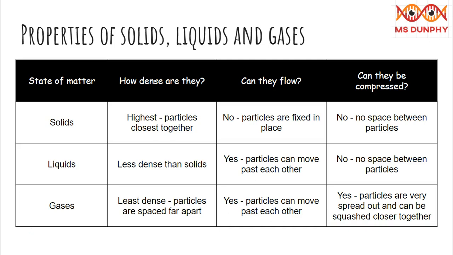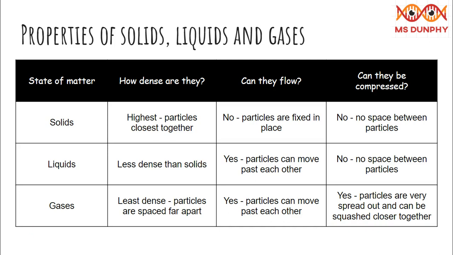The particle model helps to explain the properties of the different states of matter. The density of a substance is generally highest when it is in solid form, as the particles are closest together. Liquids tend to be less dense than solids, and gases are the least dense. Their particles are spaced far apart. Gases and liquids can flow because their particles can move past each other. The particles in a solid can't move anywhere. They can only vibrate in their fixed positions, so solids can't flow.